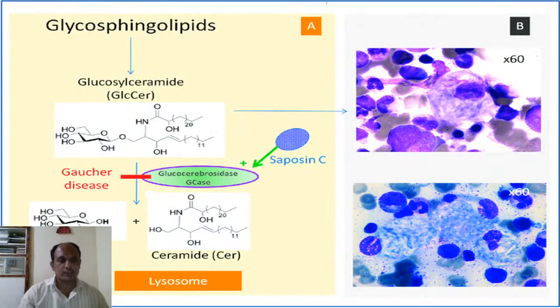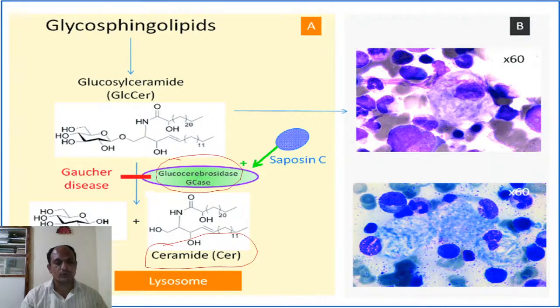See, this is the actual metabolism here. See here, glycosphingolipids get converted to glucosylceramide, and in case of normal metabolism, that glucosylceramide gets metabolized into glucose and ceramide if there is a presence of this glucocerebrosidase enzyme. If the glucocerebrosidase enzyme is present, then normal metabolism of this glucosylceramide takes place, which leads to the formation of glucose and ceramide. This is the normal metabolism.